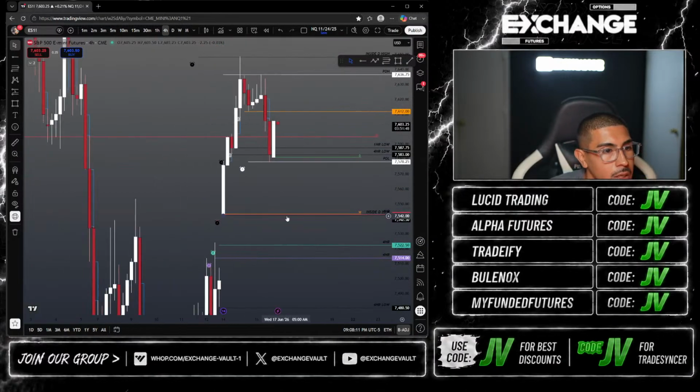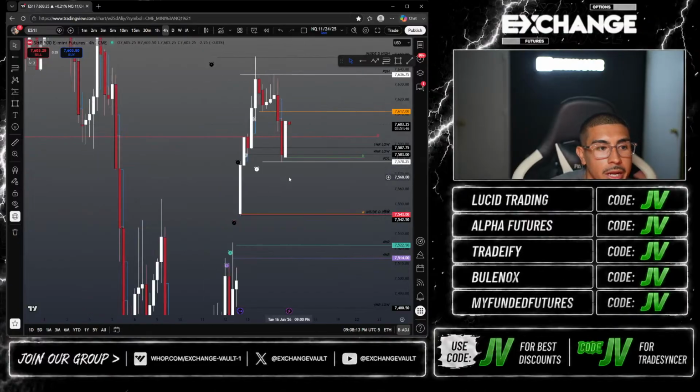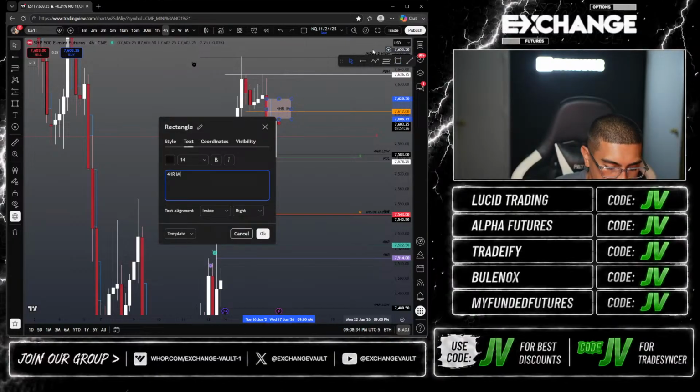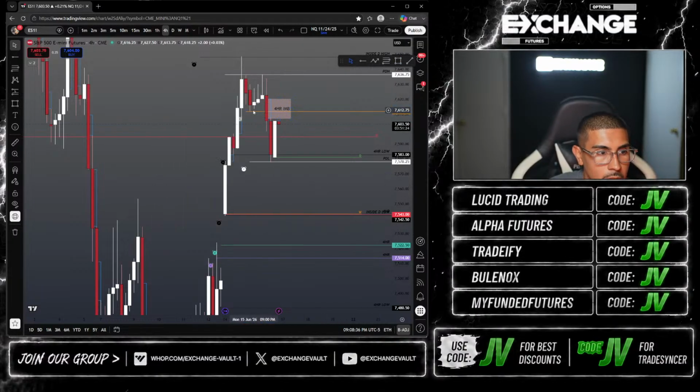Okay, so see the difference here. NQ broke internally. ES hasn't broken, right? So that's where it gets tricky. And I know this looks like about to sell, but for me, it wouldn't be valid till we break below this 4-hour low. So let's go ahead and remove this. Let's just draw up our imbalance right now on the 4-hour real quick. 4-hour imbalance, cool. Let's remove this.